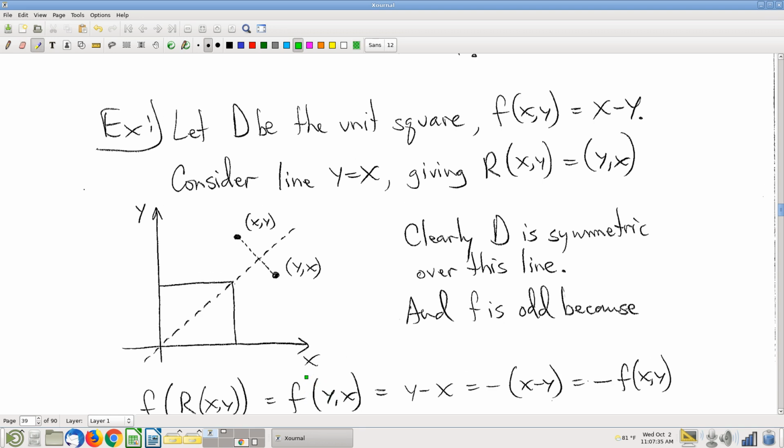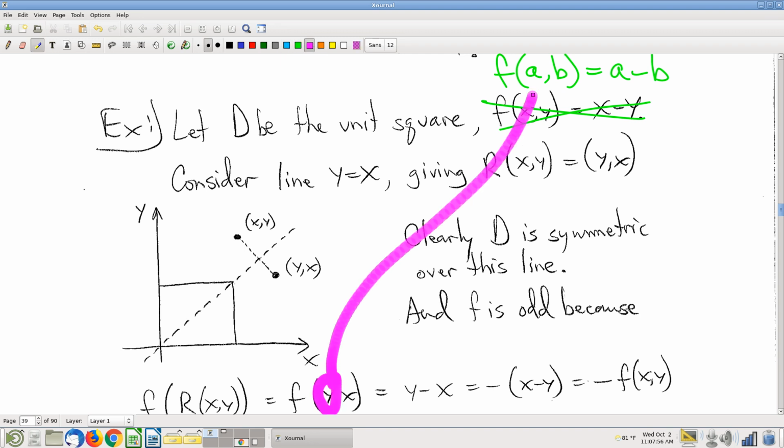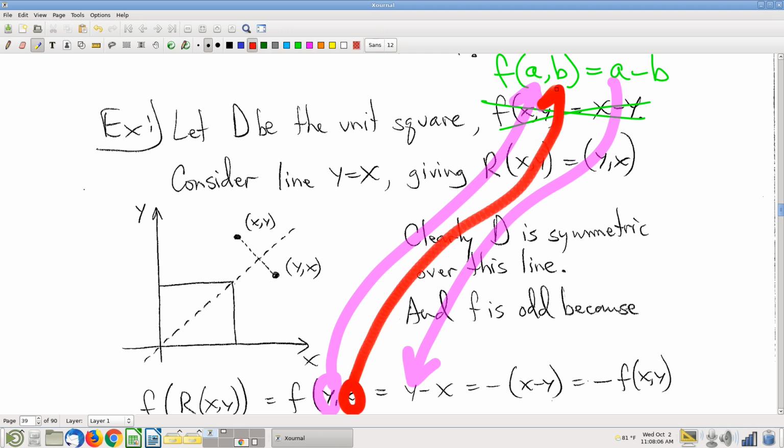My resolution of that difficulty is to come back up here and just rewrite this function. I'm going to rewrite the function to avoid confusion of variables. f of a comma b is a minus b. So let's think of it in those terms. And now if I want to compute f of y comma x, well, y is my a, so I have y minus, and then x is my b. So y minus x.